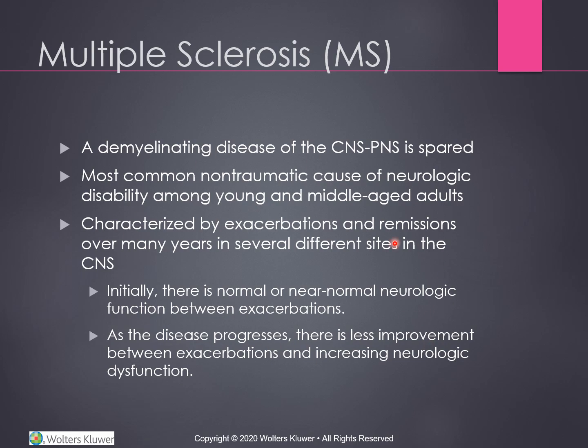Initially, there's usually normal or near normal neurological function between exacerbations. But then as the disease progresses, there is less improvement between exacerbations and increasing overall neurological dysfunction. So MS is characterized by the inflammation and destruction of mostly myelin within the central nervous system. MS is probably an immune-mediated disorder that occurs in genetically susceptible people.